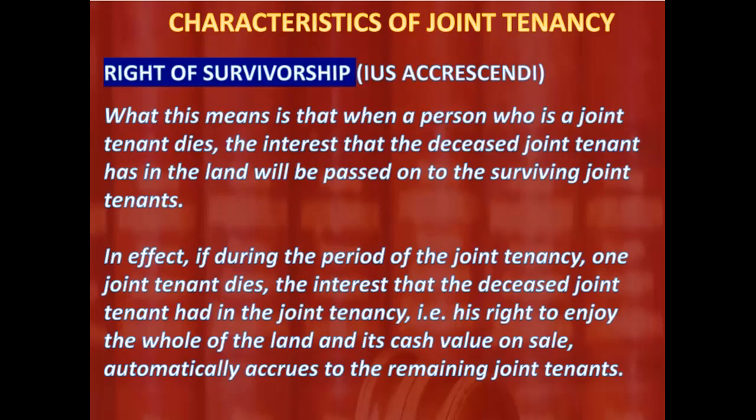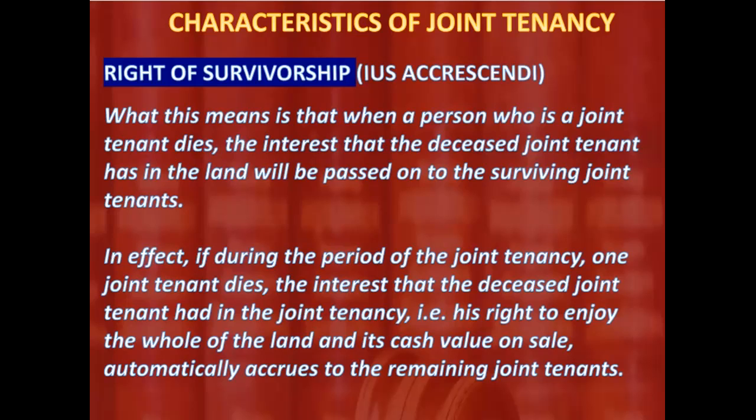Out of the remaining three, if one of them dies, then that person's interest would now accrue to the remaining two. And out of the remaining two, if one of them dies, that person's interest would accrue to the last person. It means that the last person will take the whole property and enjoy it 100%. And then when that last person dies, he can then give his interest to his descendants or his children.